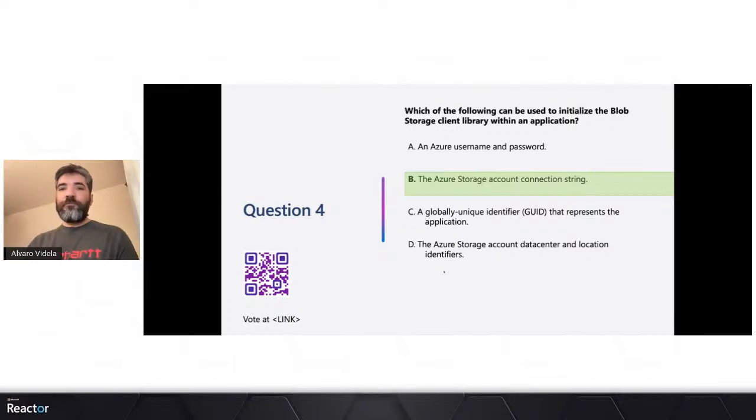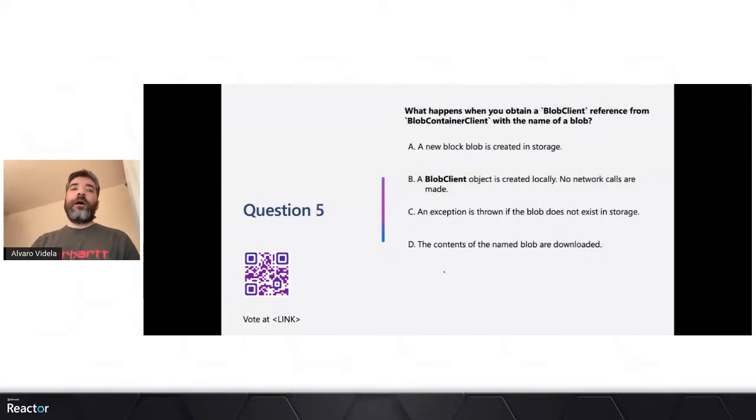And question number 5. What happens when you obtain a blob client reference from a blob container client with the name of a blob? A, a new blob is created in storage. B, a blob client object is created locally. No network calls are made. C, an exception is thrown if the blob does not exist in storage. And D, the contents of the named blob are downloaded. And the answer is B. A blob client object is created locally. No network calls are made.